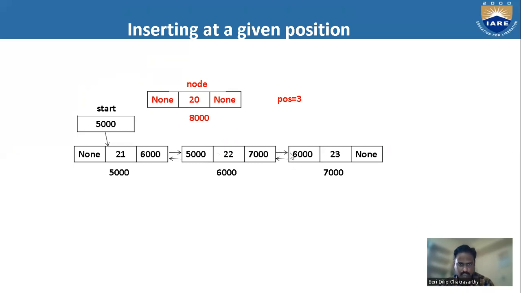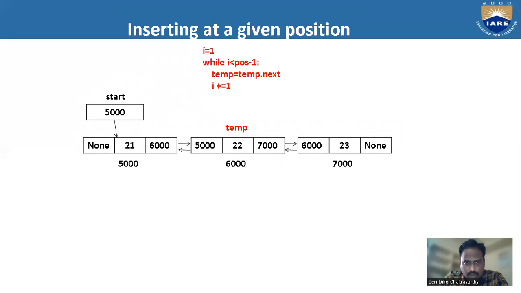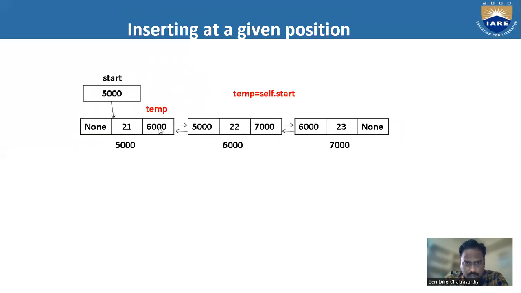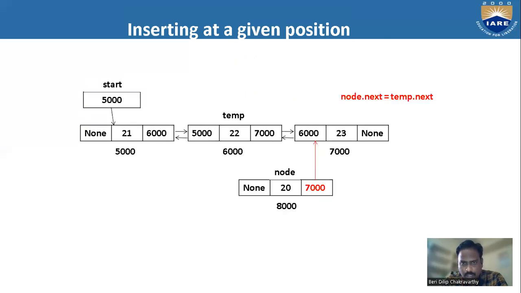So I need to remove the links here. See what I'm going to do. First, I'll be checking where I need to insert. Until I reach the position, I'll be moving my temp. First, my temp will be here. I'll check whether I have reached that position or not. As I have not reached it, I'll move my temp to the next node. Then I'll move to the next node. Here, I got the node. I got the position. Now I need to insert the element here.